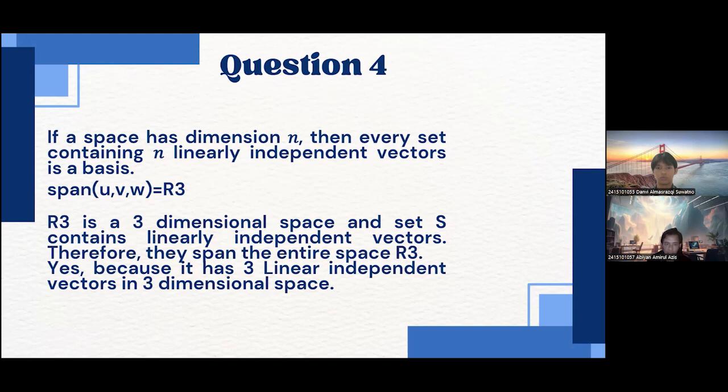R3 is a three-dimensional space and set S contains three linearly independent vectors. Therefore, they span the entire space of R3. This is because it has three linearly independent vectors, which places them in three-dimensional space.